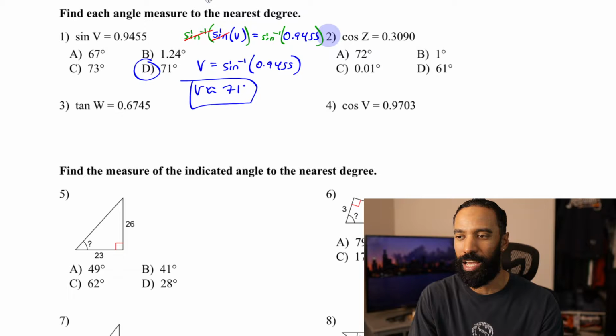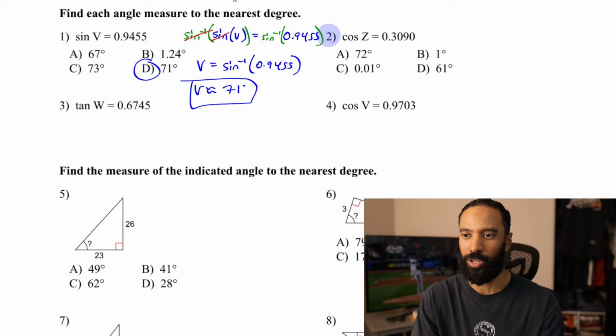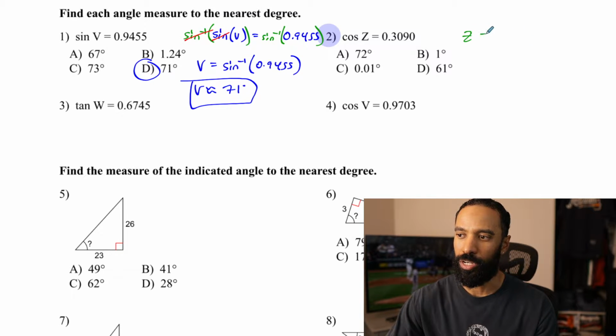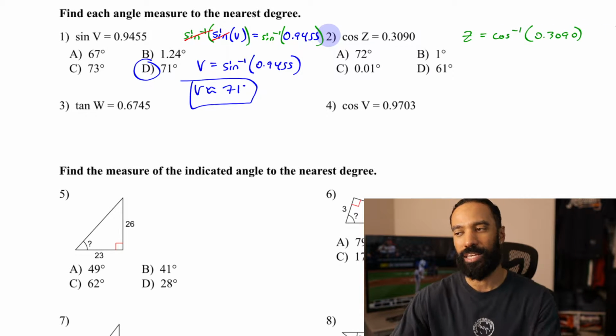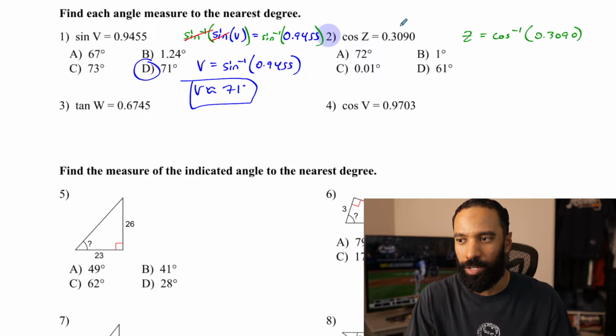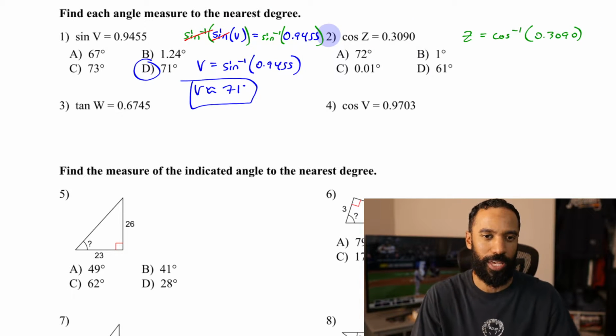Number 2, cosine of z is 0.3090. Well, now z, that angle measure, is going to be inverse cosine of 0.3090. So that's how you get your variable by itself. You don't divide by cosine or anything like that. That actually doesn't make any sense whatsoever. But we now do inverse cosine of 0.309. I don't even need the 0 after that. We get 72. See, if I hit cosine of 72, I know this is me rounding when I say 72. When I hit cosine of 72, here's what I get as an answer.